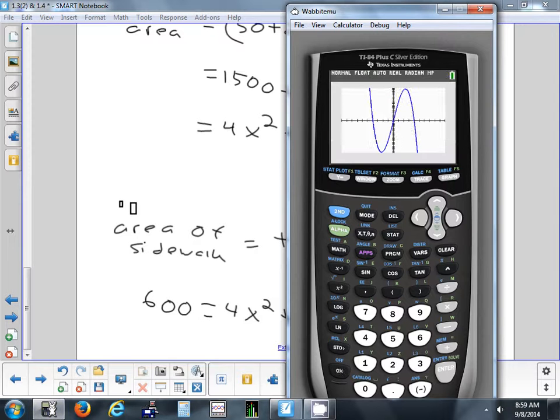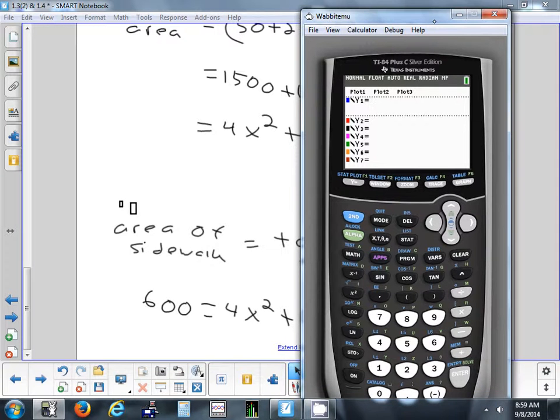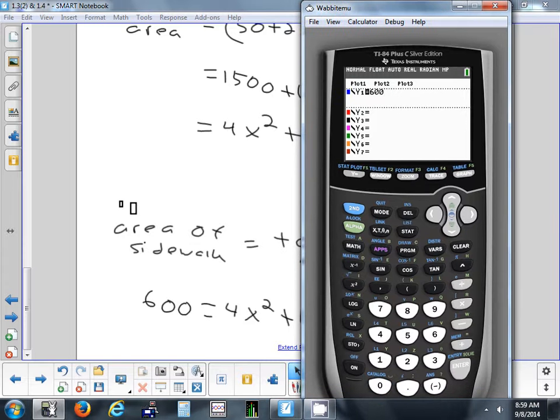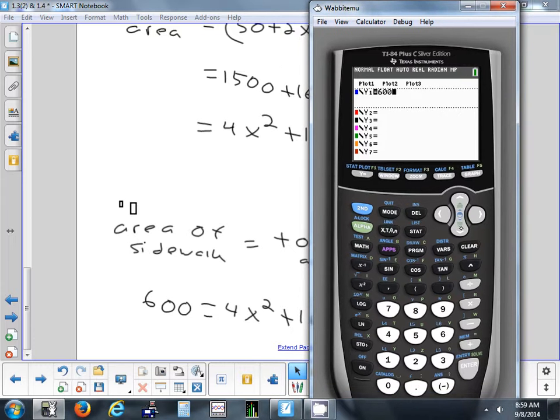If you have anything in there, just clear it out. And there's a couple ways you can solve it graphically. I'm going to type it in the way it is here. I'm going to type 600 into y1, and then I'm going to type the other side into y2: 4x squared plus 160x.